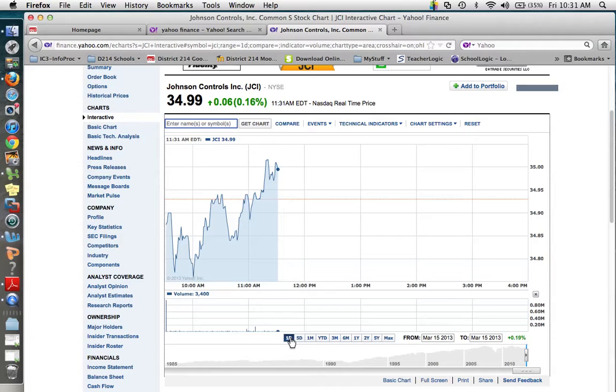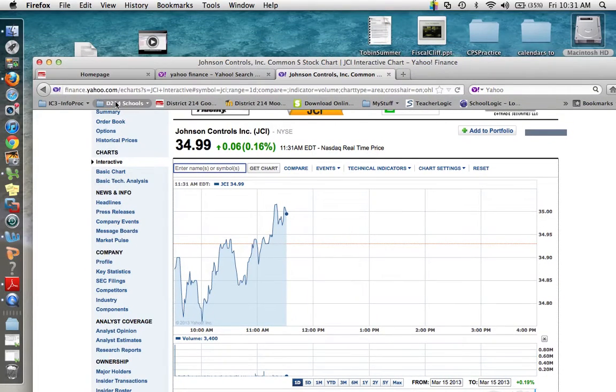So I hope that quick overview will give you some idea of how we're going to use Yahoo Finance in our class, and maybe you might use it in the future.